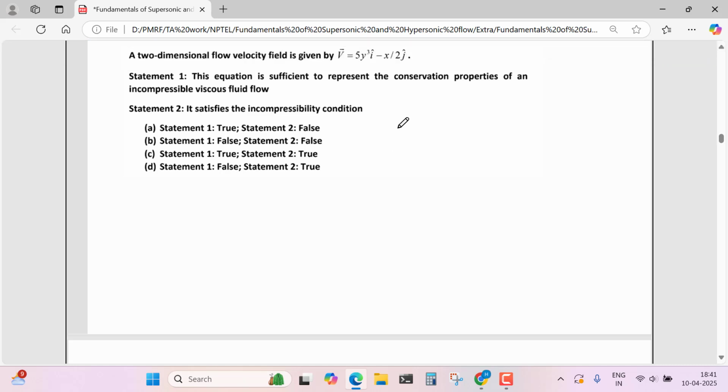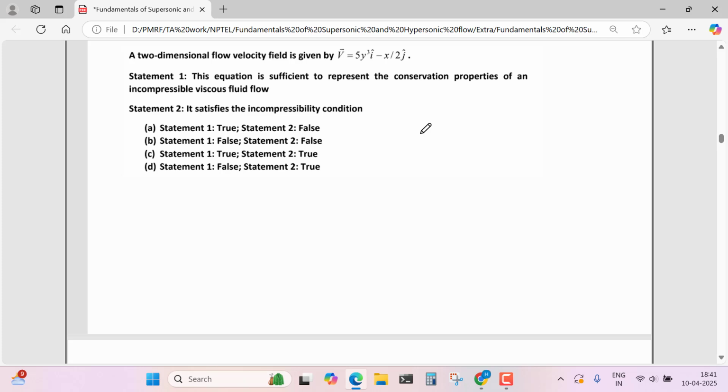Now we see the next problem. A two-dimensional flow velocity field is given by v vector equal to 5y by q i cap minus x by 2 j cap. Statement 1: This equation is sufficient to represent the conservation properties of an incompressible viscous fluid flow. Statement 2: It satisfies the incompressibility condition.